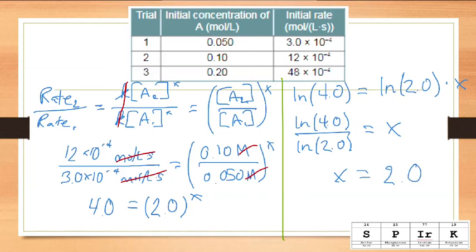Now you can't just divide 4 by 2 because the natural log does do some funky things to our numbers. So if we had different numbers, we would make sure that we punch in ln of 4 divided by ln of 2. And so we get 2.0. What this means is that the reaction is second order. And what that means is that rate 2 is 4 times greater than rate 1.